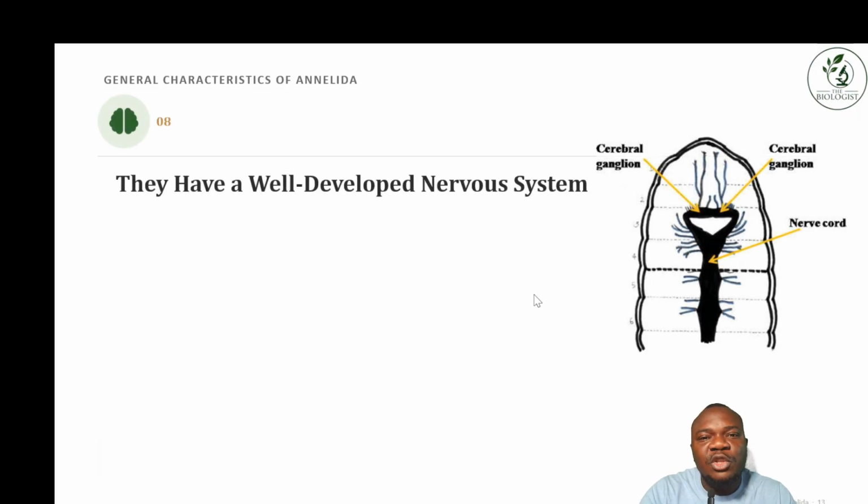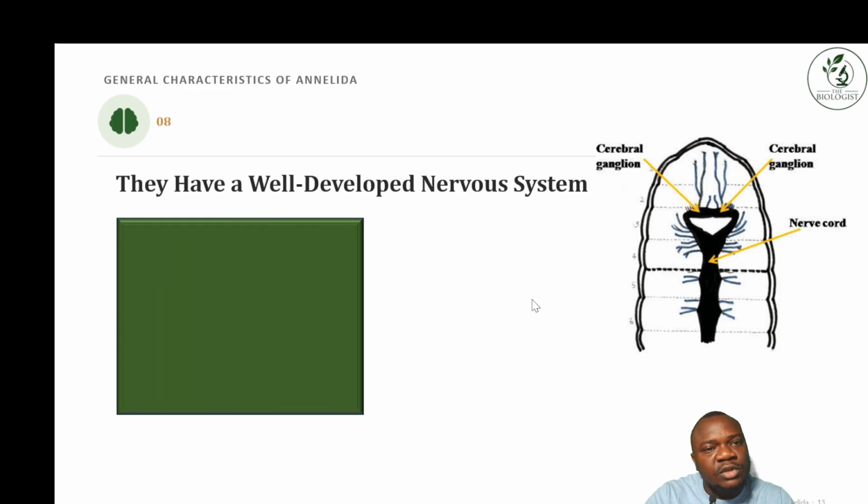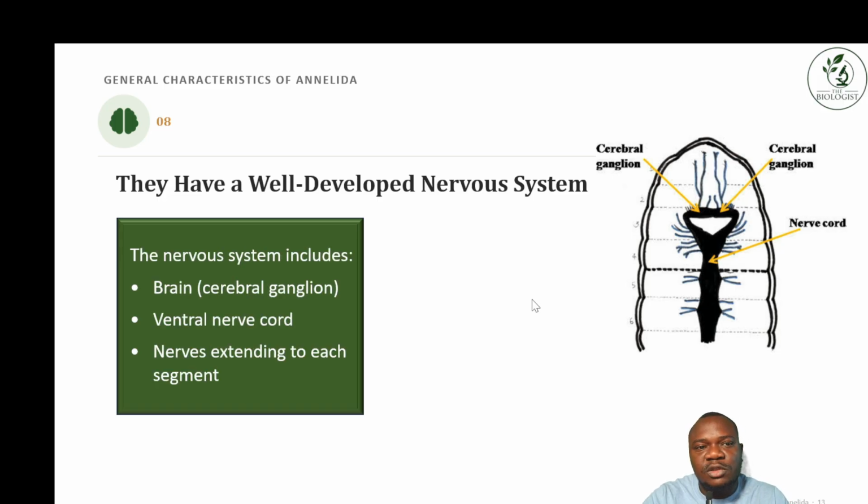And they have a well-developed nervous system. The nervous system is just a system that makes you react to different external stimuli. So you can see they have the nerve cord, the cerebral ganglia. You can see how it looks here. One of these points is very important for you to take notice of: the nervous system contains the brain, the ventral nerve cord, and the nerve is extended to each segment. So that's what makes them very nervous.